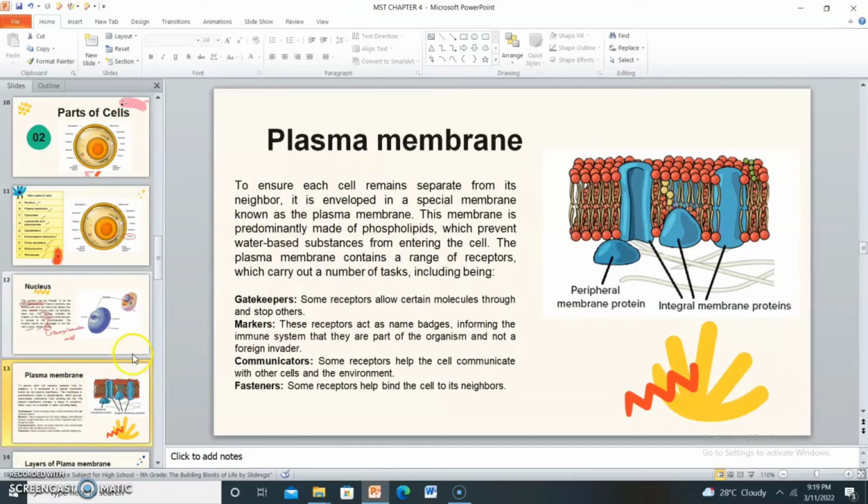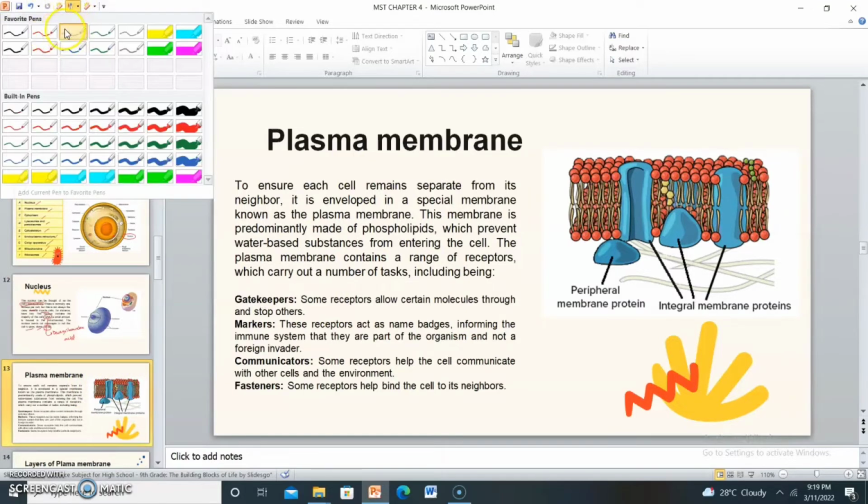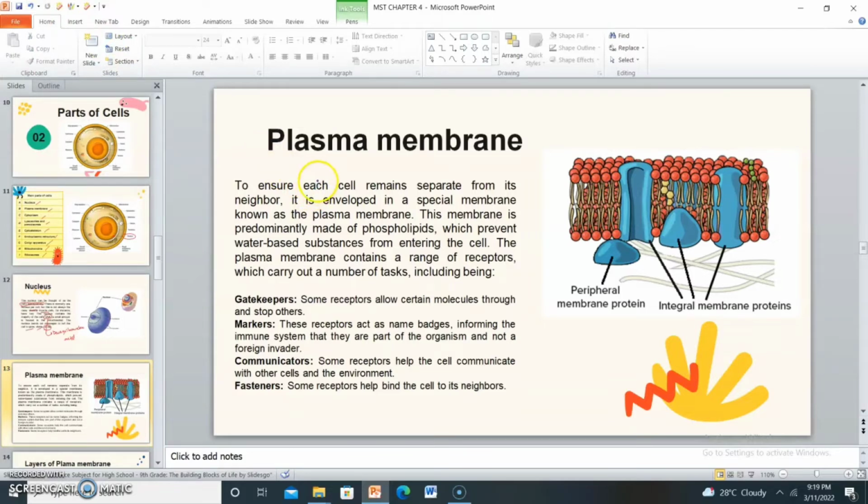The next one is the plasma membrane. The main function of the plasma membrane is to ensure cells remain separate from their neighbors. So, it is enclosed in a special membrane known as the plasma membrane. This membrane is predominantly made of phospholipids, which prevent water-based substances from entering the cells. Some receptors allow certain molecules in and stop others. The receptors in the plasma membrane.